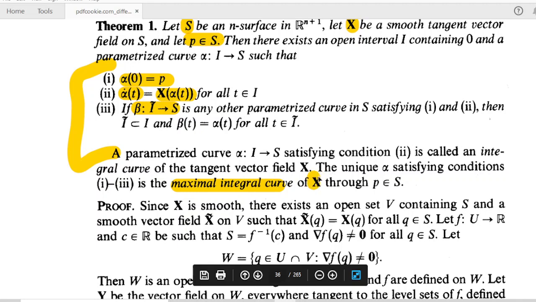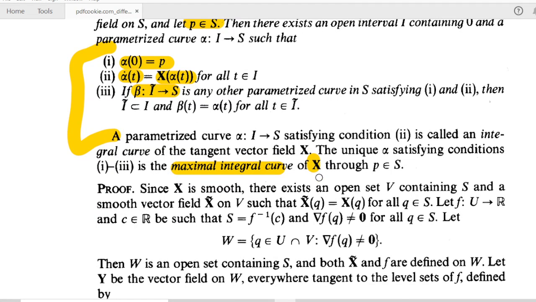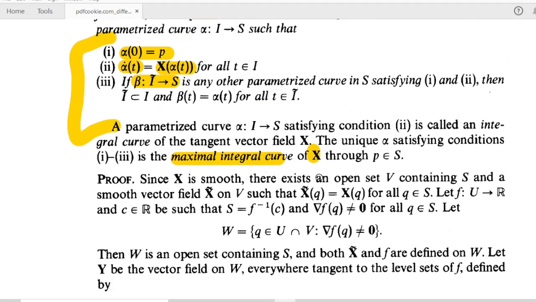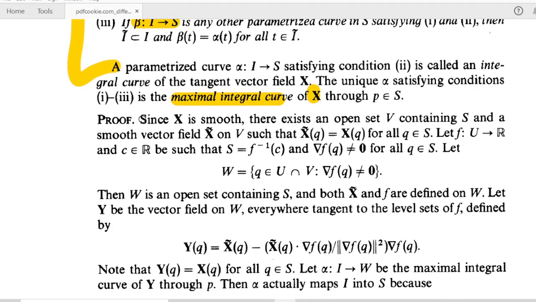So what does maximal integral curve mean? We cannot find an integral curve greater than that. Maximal is a term we often use. Maximal means something we cannot find anything greater than, which satisfies these properties. So let us see the proof.